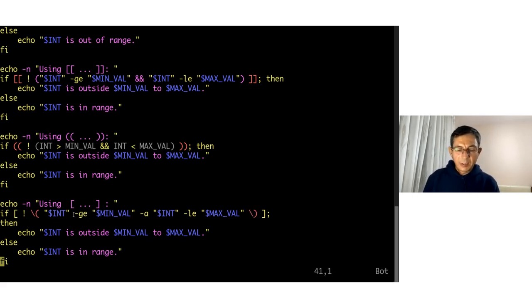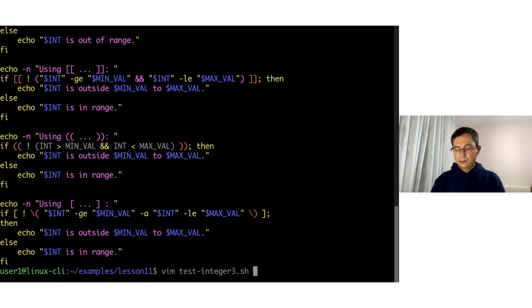And for comparing two numbers, we are using greater or equal and less than or equal. So greater is minus GT. Greater or equal is GE. LT is less than, and LE is less than or equal. And as logical operator AND, we are using minus A. So this stands for AND. Whereas for the other constructs, we were using this logical operator.